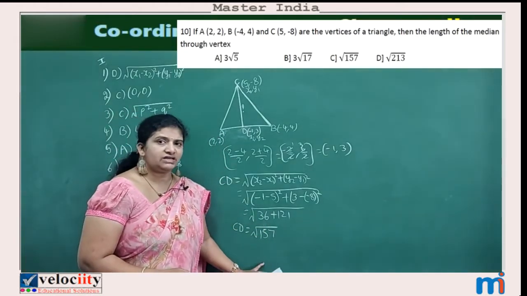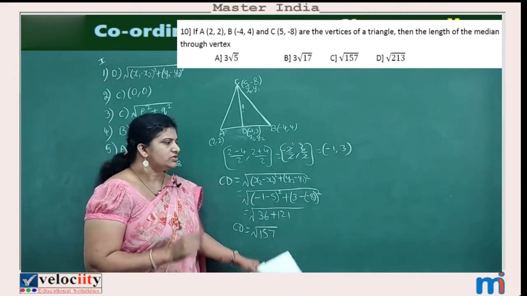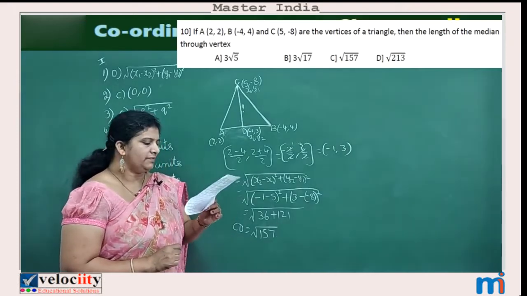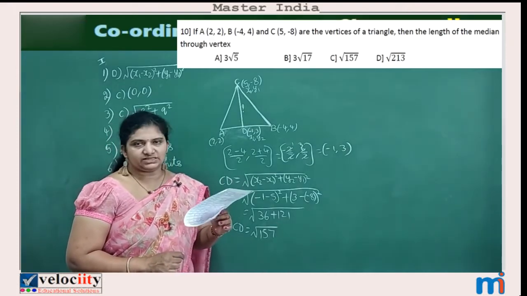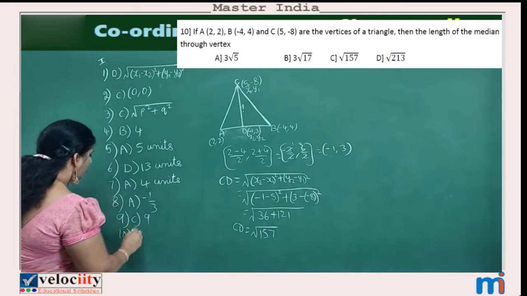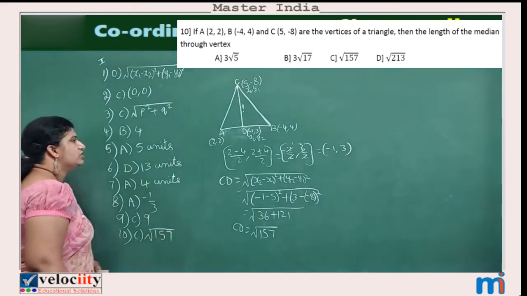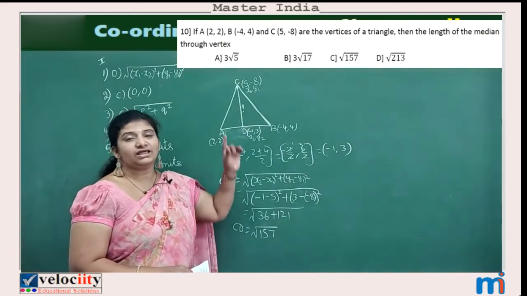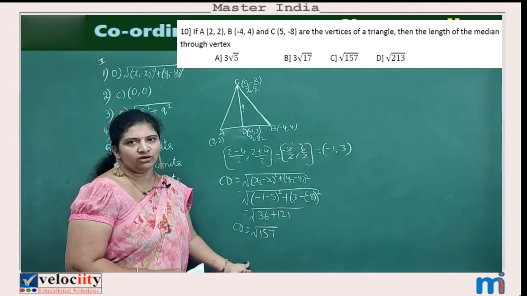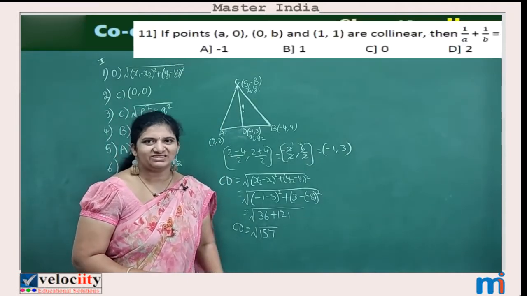And 157 is not a perfect square. So let us check for the option here. Do you have the option? Yes. Option C, square root of 157 units. What is the length of the median? Square root of 157 units.